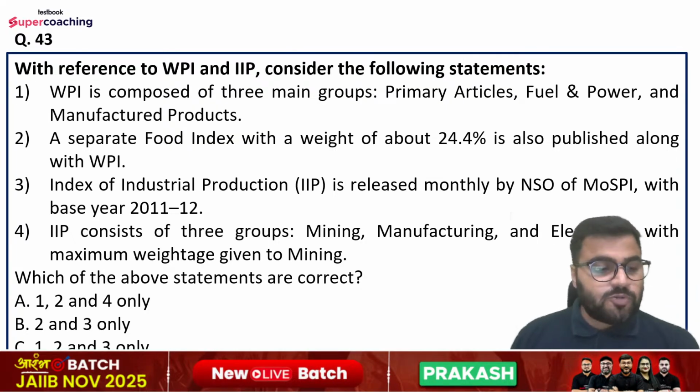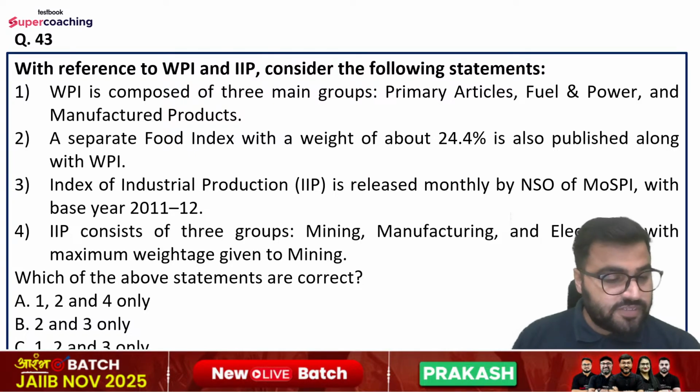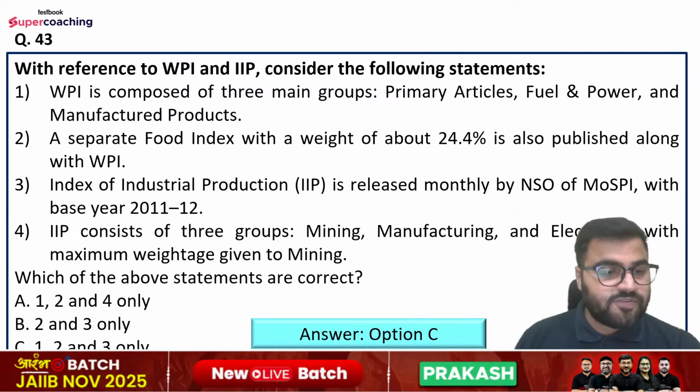IIP consists of three groups: mining, manufacturing, and electricity, with maximum weightage given to mining. So which of the following is the right answer? First, second, and fourth; second and third; first, second, and third; and first, third, and fourth. So right answer is option number C, that is first, second, and third.